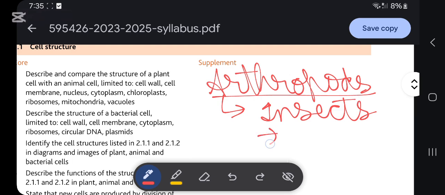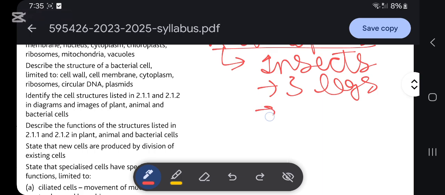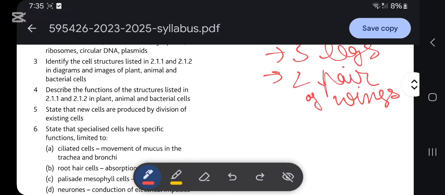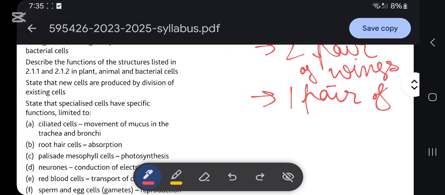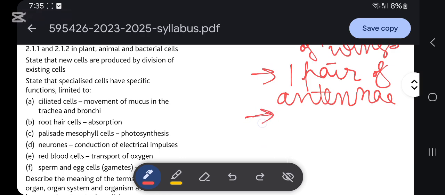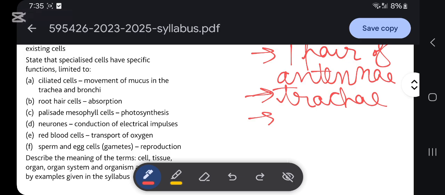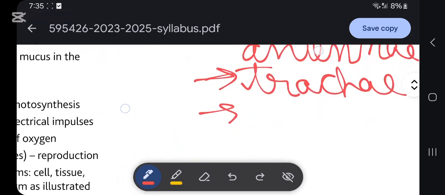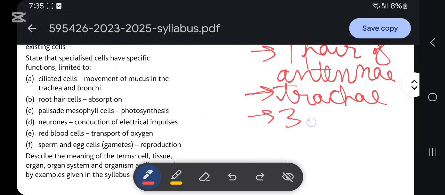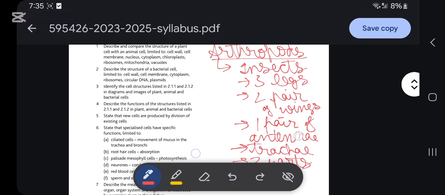Insects have 3 pairs of jointed legs. Then they have 2 pairs of wings, and 1 pair of antennae. They have trachea to breathe, and compound eyes. You can also mention that their bodies are divided into 3 parts. So this is all about insects.